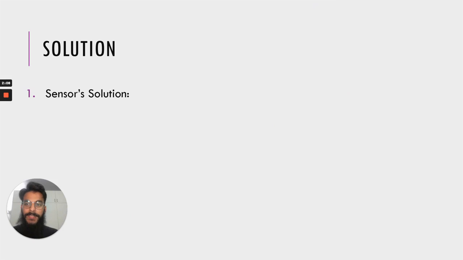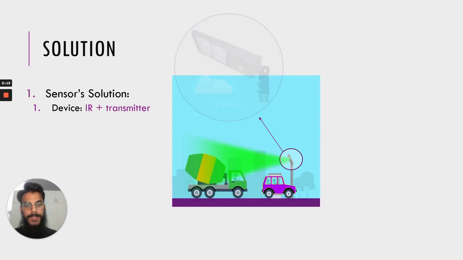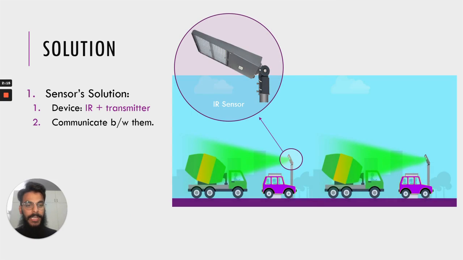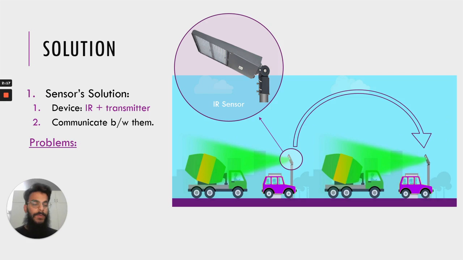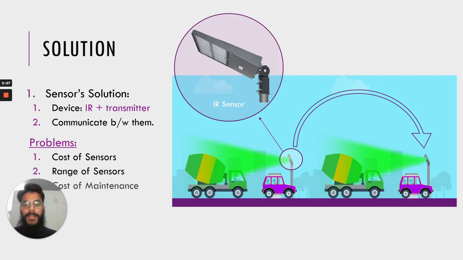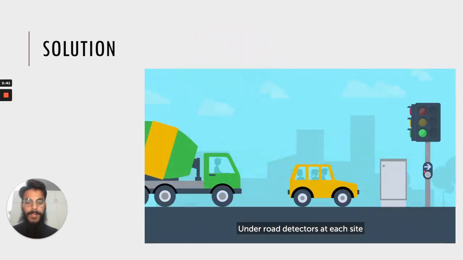So let's discuss the solutions we had in the past. The first solution is based on IR sensors, which communicate with the other signals and solve the same problem. But there are some problems with this solution. The first one is the cost of the sensors. The second is the sensor range. The third is the cost of buying and maintaining the sensors. And last, the resources you need to monitor that system.